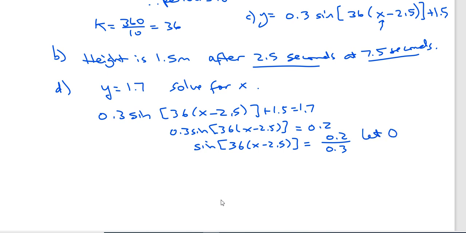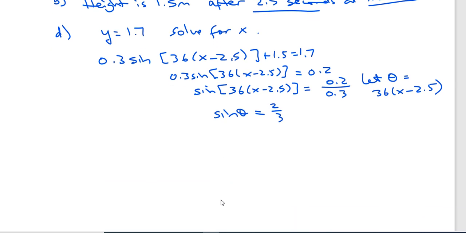And if I want, I can let theta equal 36 times (x minus 2.5), just because it looks a little more friendly. So I have sine theta equals, I'll just change this fraction to 2/3 to make it simpler looking. And you can see this one is not a special angle, because we don't know any special angle with sine of 2/3. So I'm going to have to use my calculator. I'll use the inverse function, but it's not theta, it's the related angle that I'm going to get. So inverse sine of 2/3 gives 41.8 degrees. So I'm going to say that's approximately 42 degrees.